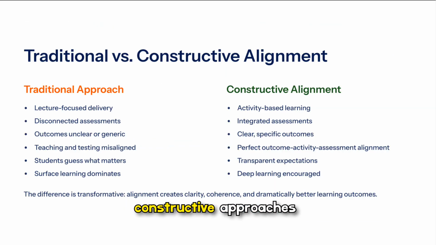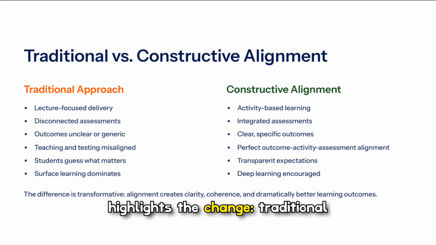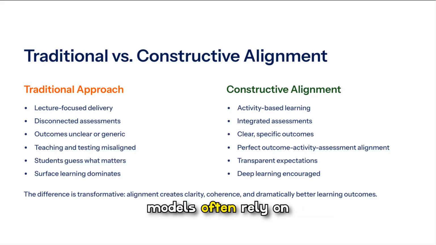Comparing traditional and constructive approaches highlights the change. Traditional models often rely on lecture-focused delivery, disconnected assessments, and vague outcomes, while constructive alignment emphasizes activity-based learning, integrated assessments, specific outcomes, and transparent expectations. That shift fosters clearer purpose for students, reduces guessing about what matters, and encourages deeper, more durable learning.